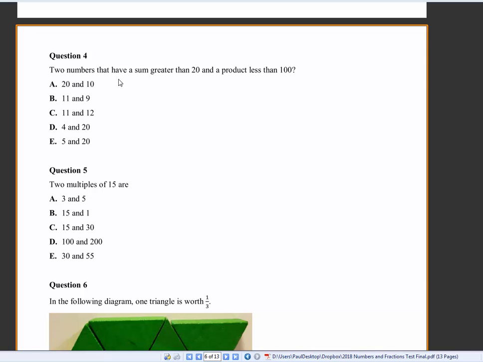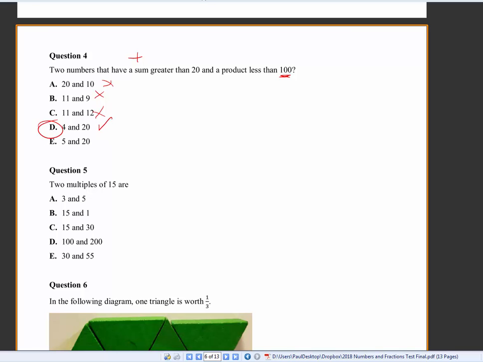Alright, many students in my class did this one quite well. 2 numbers have a sum greater than 20, so sum means added together is more than 20, and a product less than 100. Okay, so 20 plus 10 is 30, so that checks out here, but 20 multiplied by 10 is 200. Can't be that one. This one here, 11 plus 9 is 20, and the sum needs to be greater than 20. So 20 is not greater than 20, 20 is 20. Alright, 11 and 12 is 23, so the sum is more than 20, but 11 times 12 is 132, so no. 4 and 20 is 24, 4 times 20 is 80, which is less than 100, so we've got a winner.